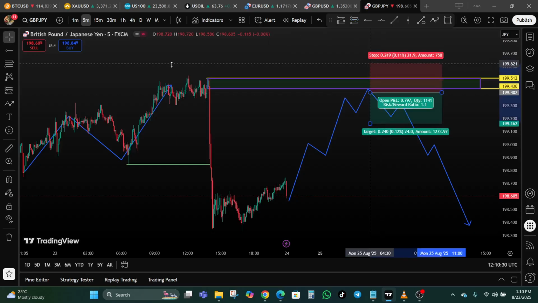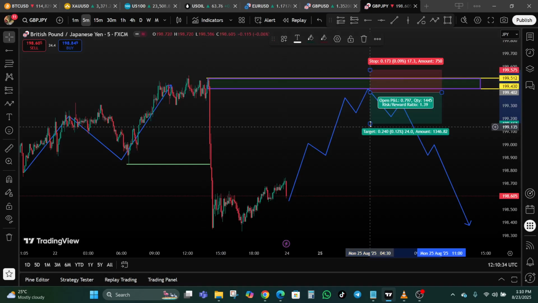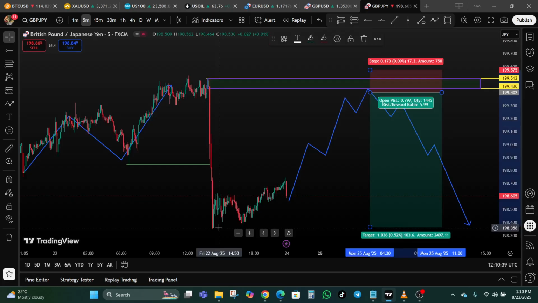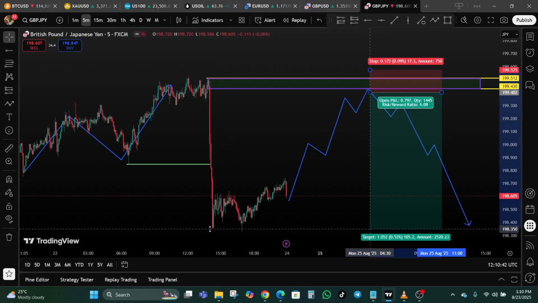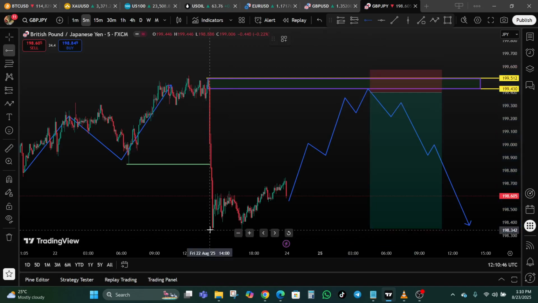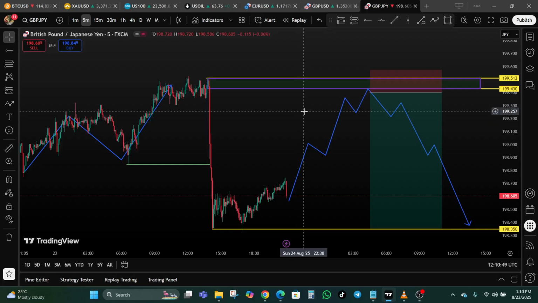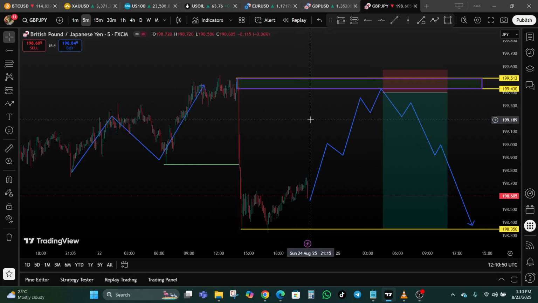Your stop loss can be above that zone, completely above that zone, and then your target can be around the reversal point, that area where price reversed. Okay, so that's where we're going to be targeting for our take profit. So it's as easy as that.